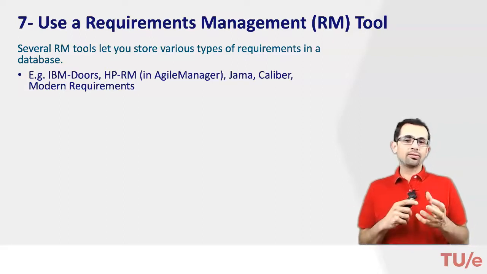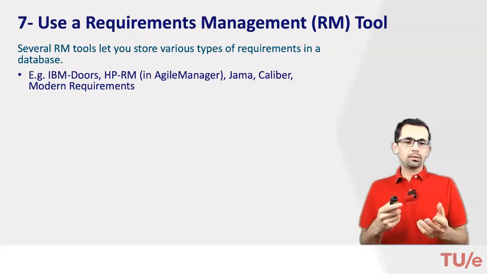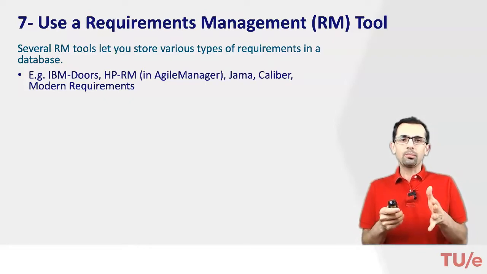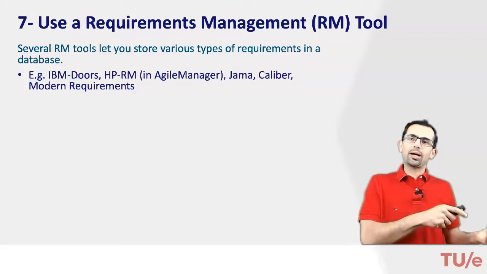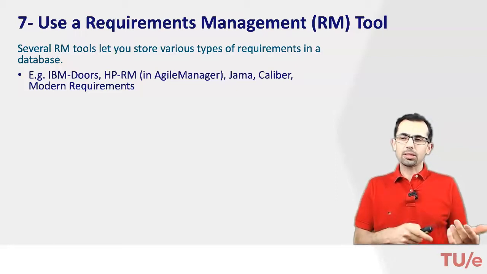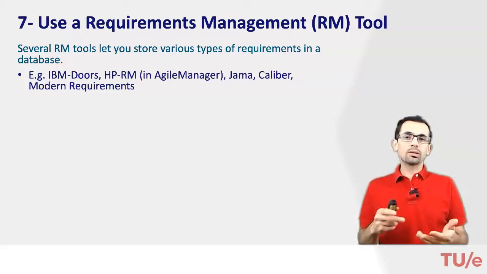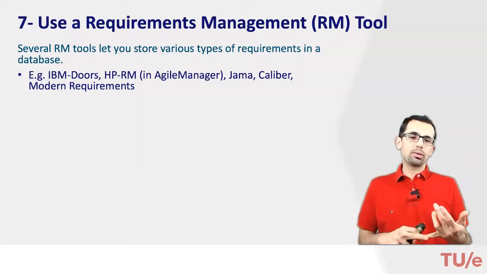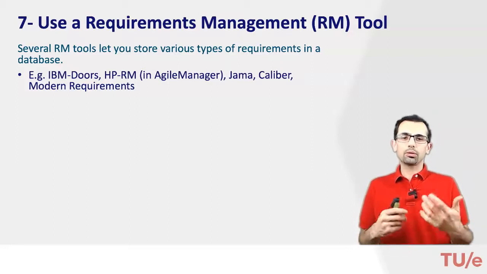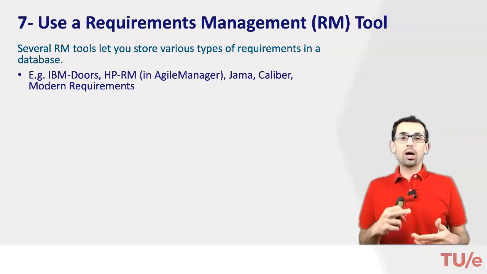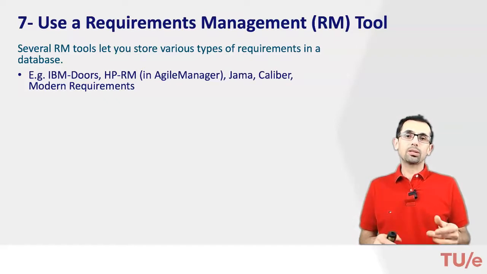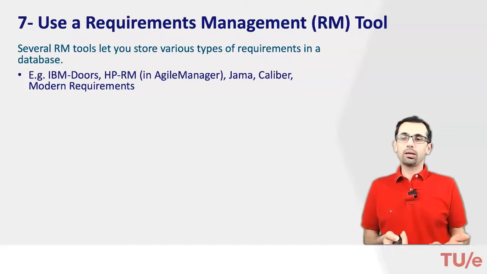In fact, at some point in time, some of the requirements management tools turned into a kind of agile management tools as well, I must admit. Among the traditional ones, IBM DOORS is still one of the best, the market leader. HPRM, Requirements Manager in Agile Manager, Jama, Caliber, and Modern Requirements are some of the tools that are still available in the market and being used.